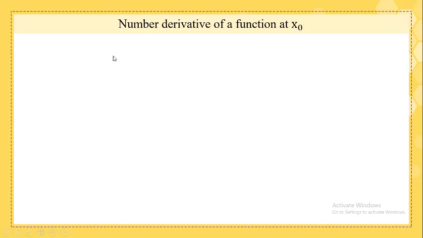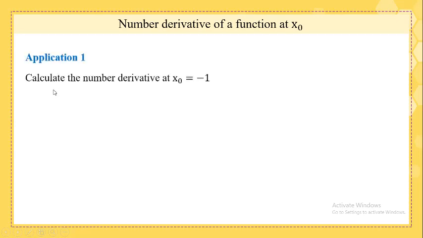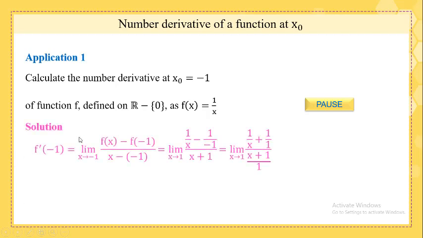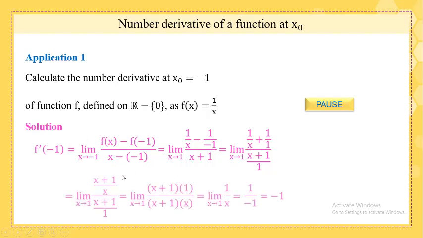Application. Calculate the number derivative at x equal minus 1 of the following function. Solution. Apply the rule: f prime of minus 1 equals the limit as x tends to minus 1 of (f of x minus f of minus 1) over (x minus minus 1). Then do the calculations of limits, etc. We get the answer minus 1.